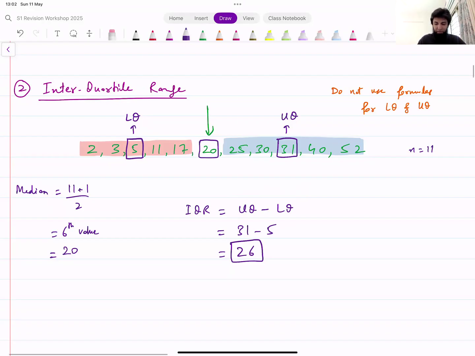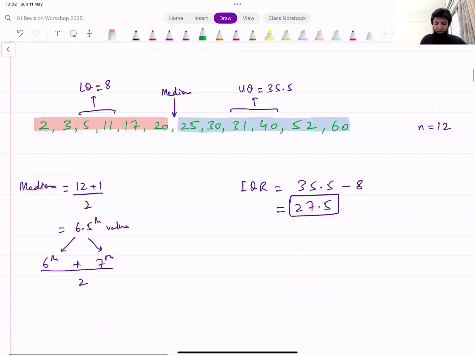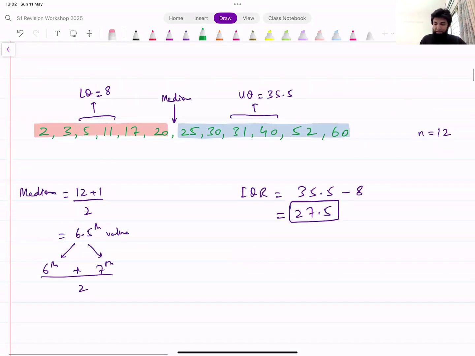Now, in this case, the number of values was odd. What if it was an even number? What happens in that case? For example, you could have a data set like this, n is equal to 12 in this case. You've got 12 values. If you find the median position, it is going to be 6.5. That means the average of the sixth and seventh value. This is the sixth value, this is the seventh value. Median is going to be in the middle of them.